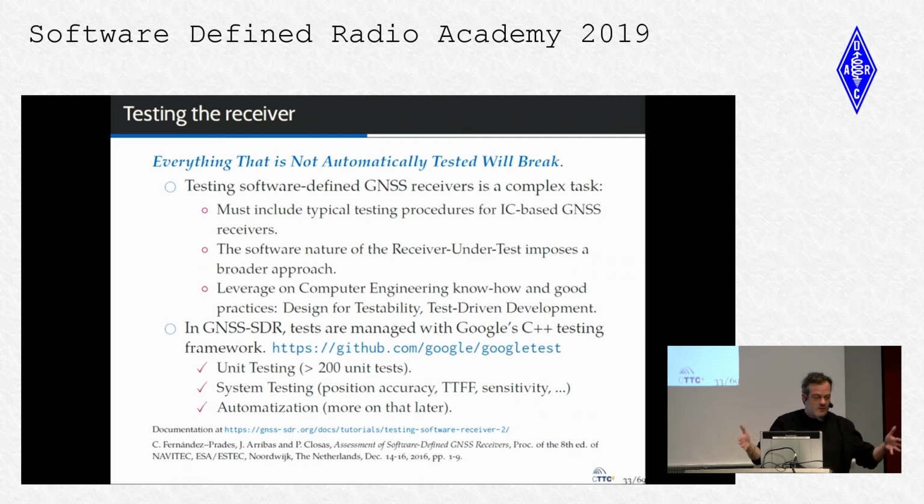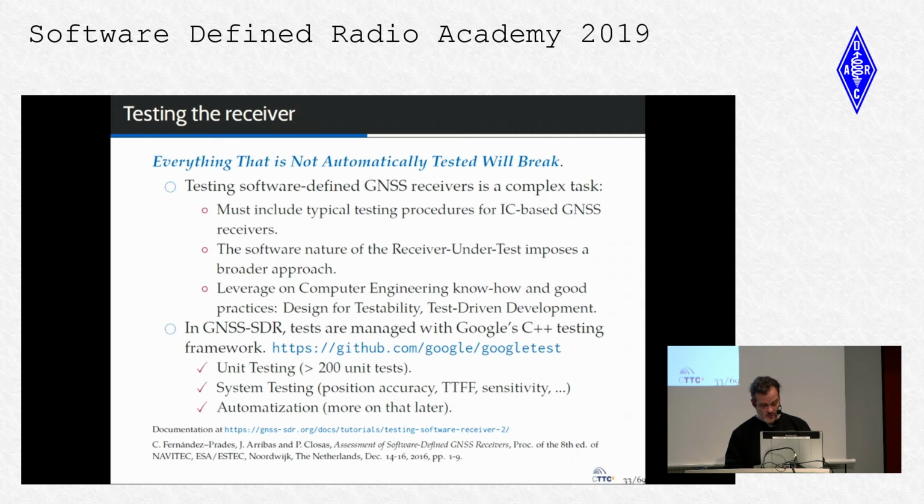But since this is software, we need to have a broader approach to testing, not only taking it as a regular receiver, but including some things that are specific to software systems. And this is something that we need to take into account from scratch, from the very beginning. You need to design for testability, and it's good to have test-driven development, in which you first write the test, and then you write the thing that implements what the test is checking. So this is quite good for the development.